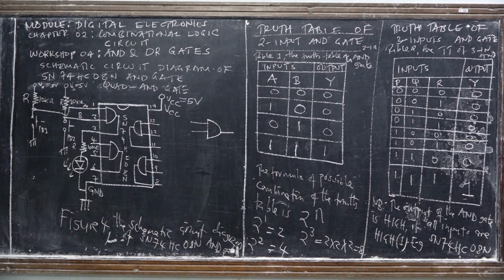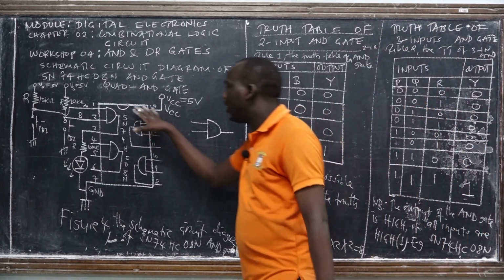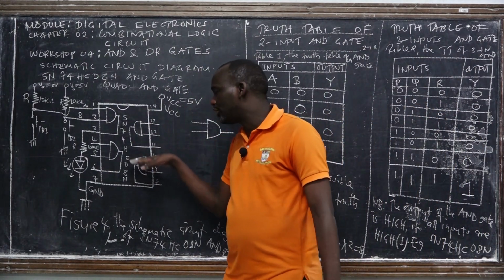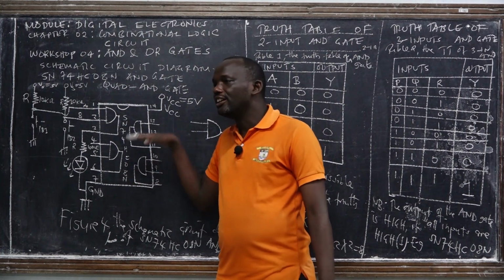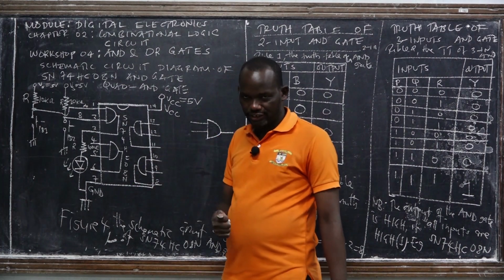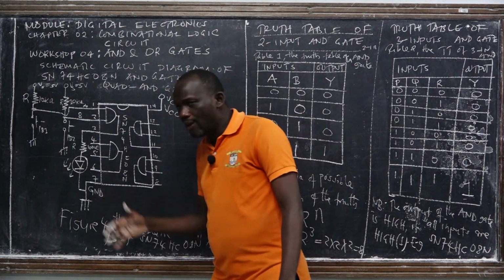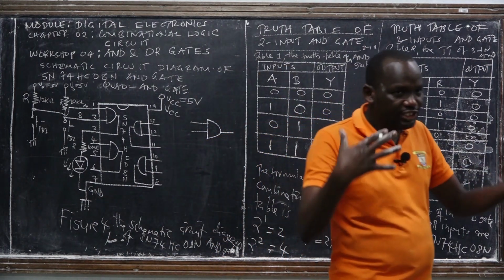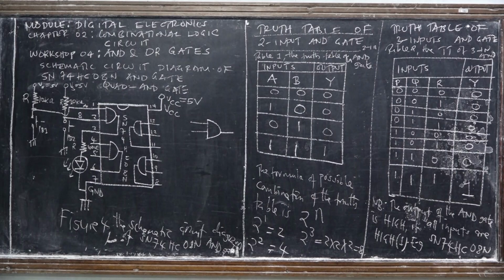So this is the physical appearance of the SN74HC08, a 2 input AND gate. Then afterward, we know now the internal structure of the AND gate. How can you use it practically? The way that we can use it practically is simple.